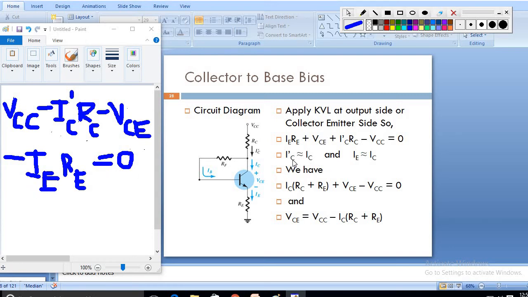Again, IC dash is equal to IC, and IE is equal to IC, we all know that. So I have to substitute here, and I need to get the expression for VCE as this one. These are all very important from the examination point of view.